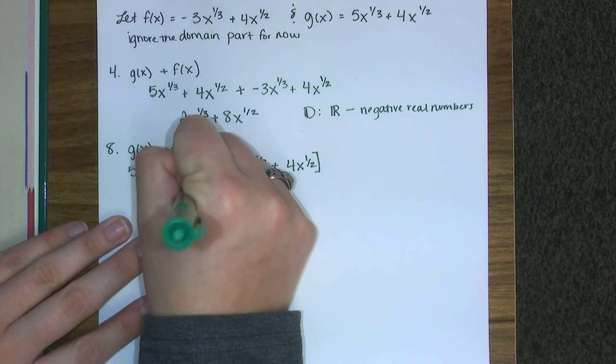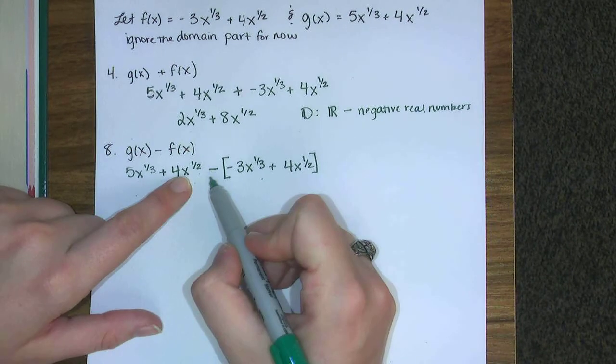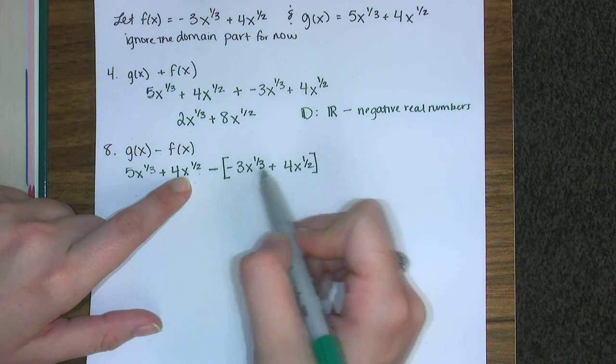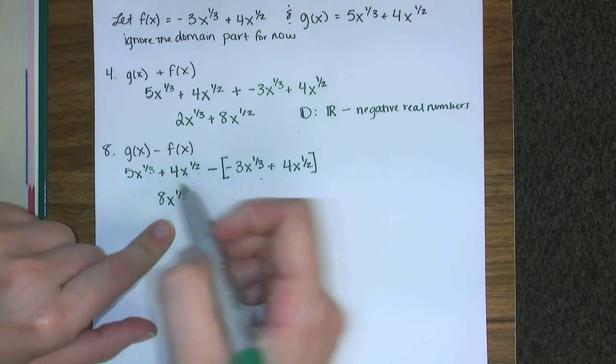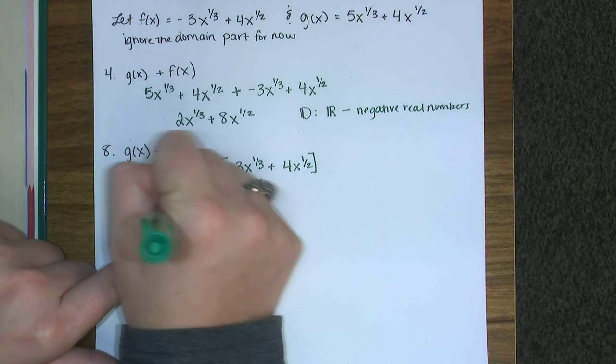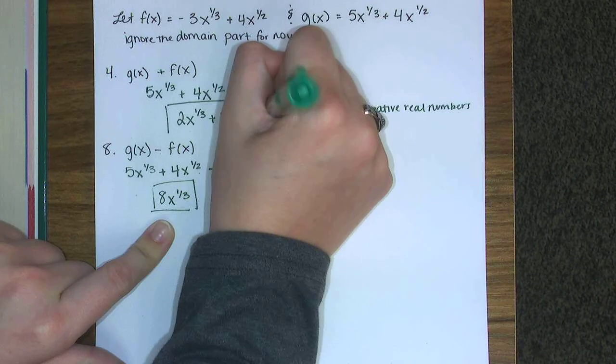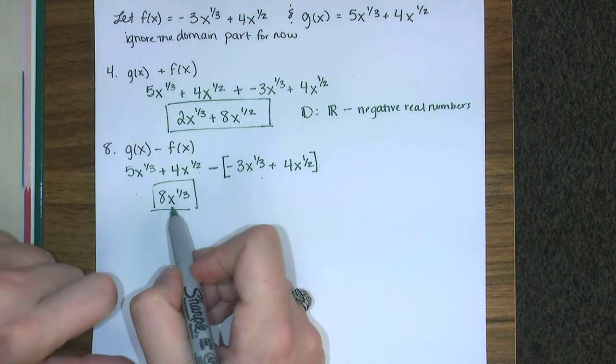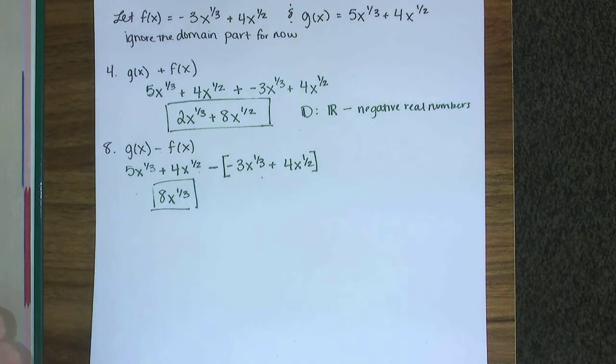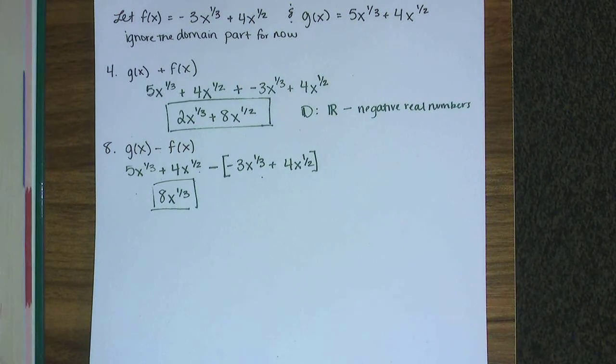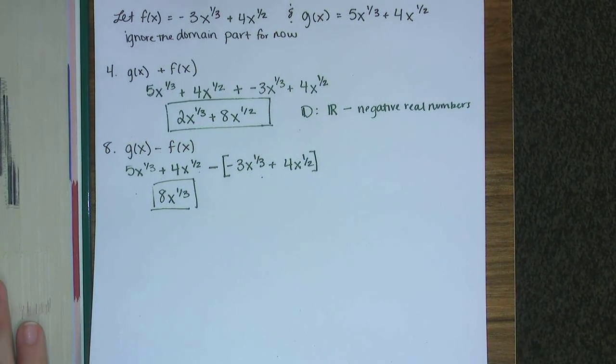Now, you're looking at this, maybe wanting to know really quick what the domain is. Technically speaking, we could say it's all real numbers because it doesn't matter if they're negative or not when you're taking the cube root of something. But for the sake of following the book, we'll just say all real numbers minus the negative real numbers.